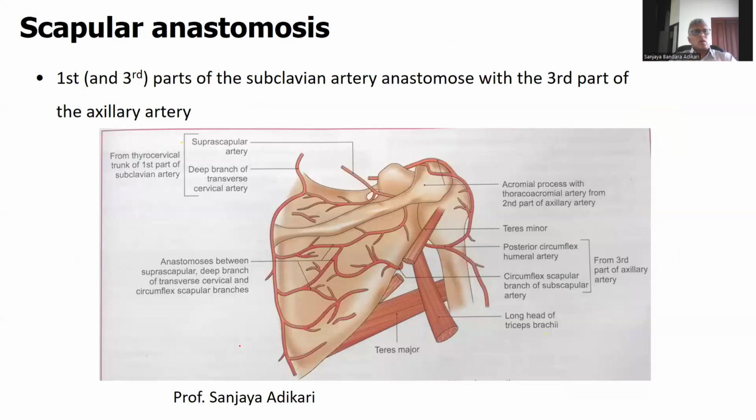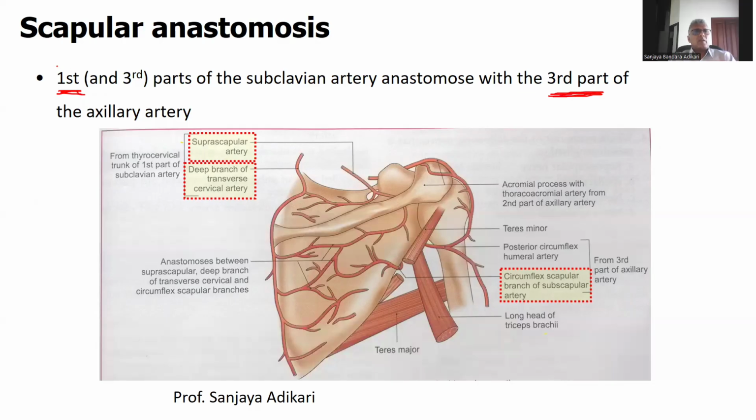Okay. So when it comes to the scapular anastomosis, take it very clearly into your mind. Usually, it is between the first part of the subclavian artery and the third part of the axillary artery. So this is the main part of the scapular anastomosis, between the first part of the subclavian and the third part of the axillary artery.